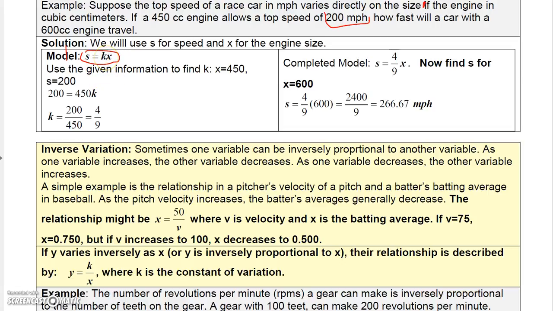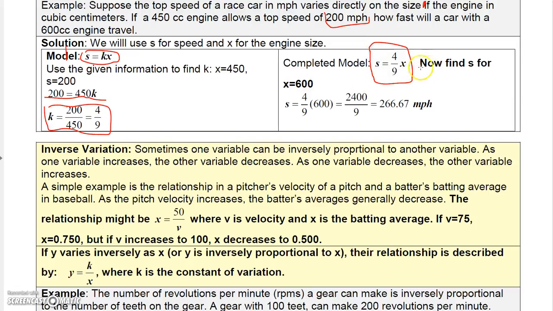Well, we can find this constant by simply plugging in what we know. We know when S is 200, the engine size is 450. So we know that 200 must equal 450K. Just plugging it in here, 200 for S, plug in 450 for X, and then just write the K to the right instead of the left. And then if you divide both sides by 450, you get K is equal to 200 over 450, which reduces to 4/9. So now you've got the model that describes the relationship between engine size and speed.